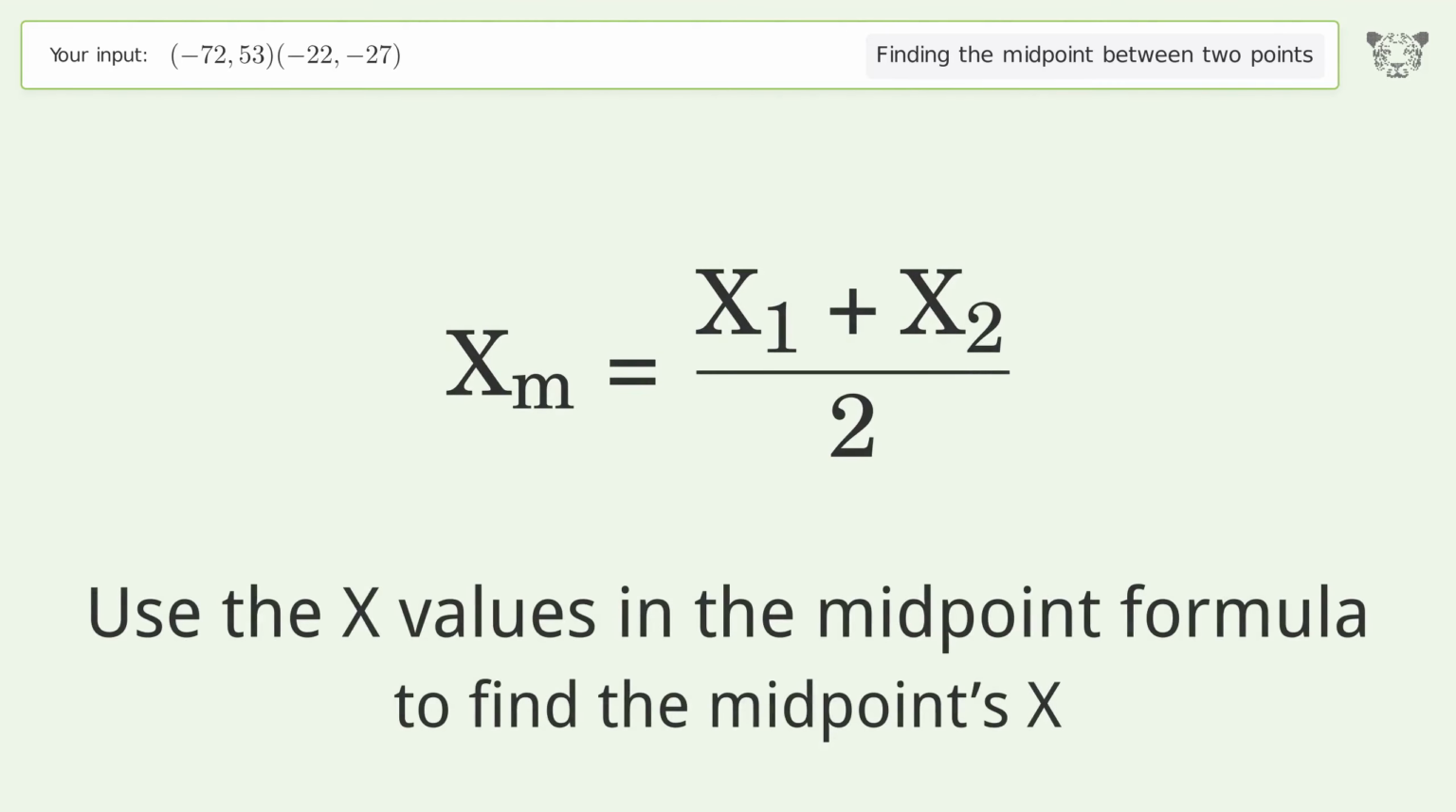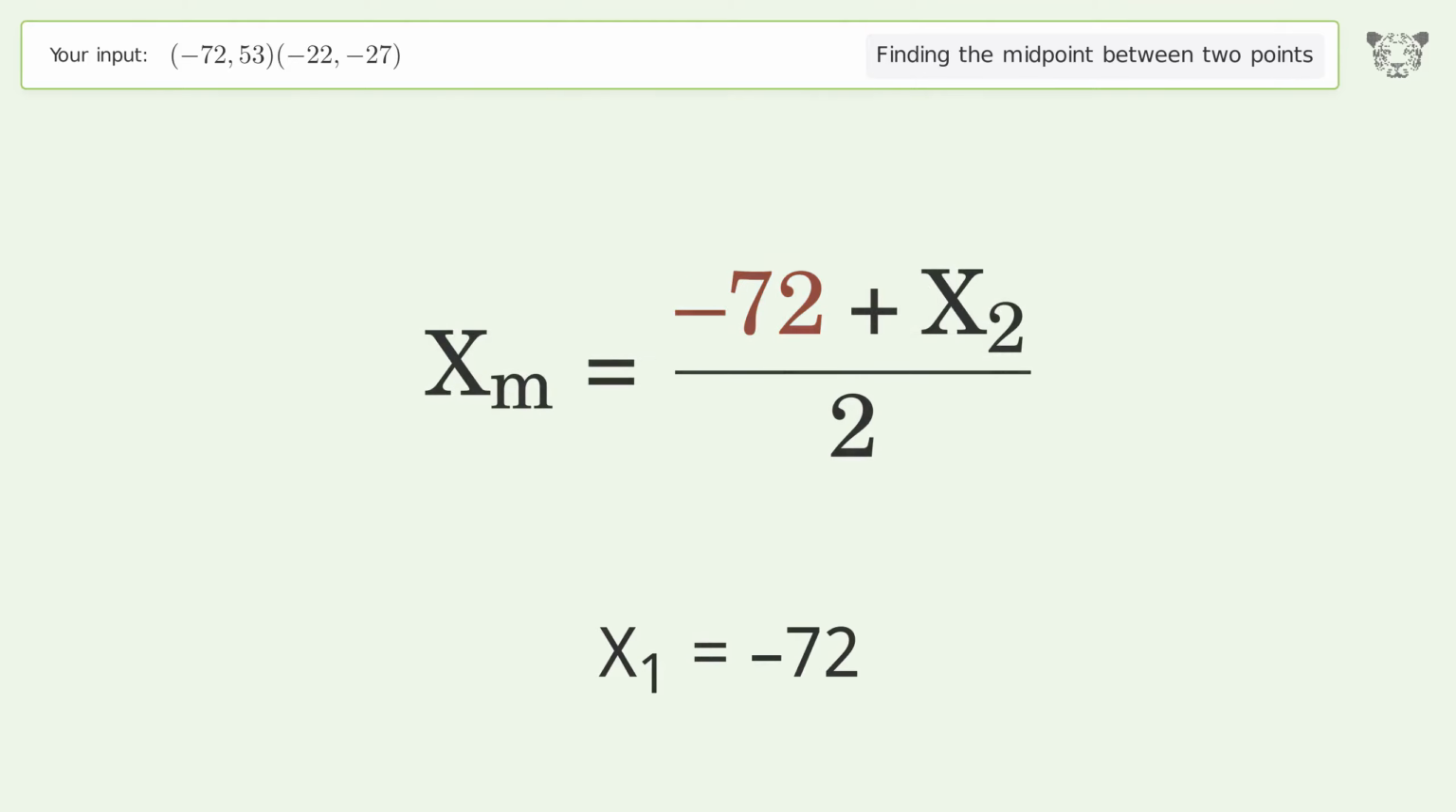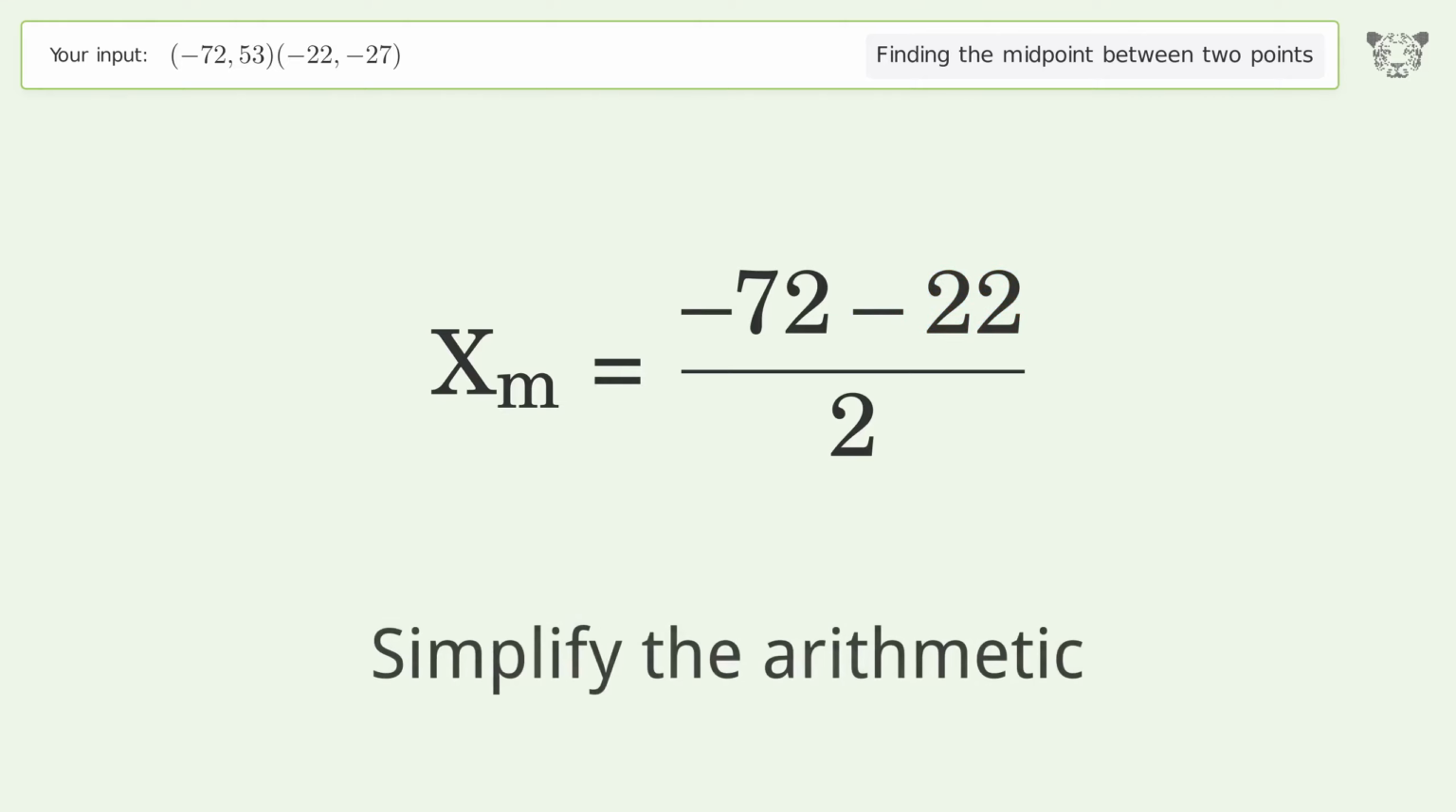Use the x values in the midpoint formula to find the midpoint's x. x1 equals negative 72. x2 equals negative 22. Simplify the arithmetic.